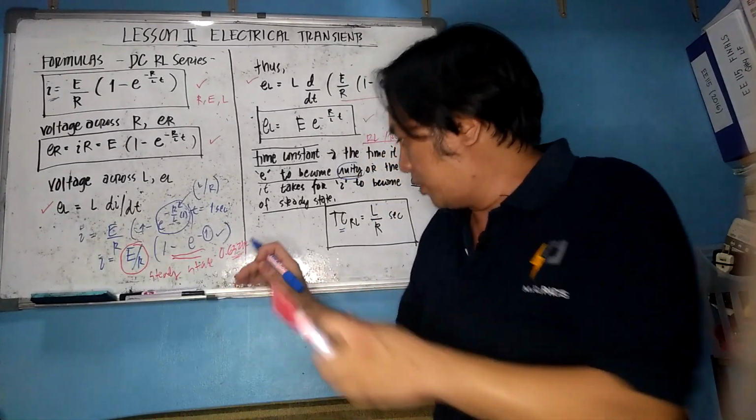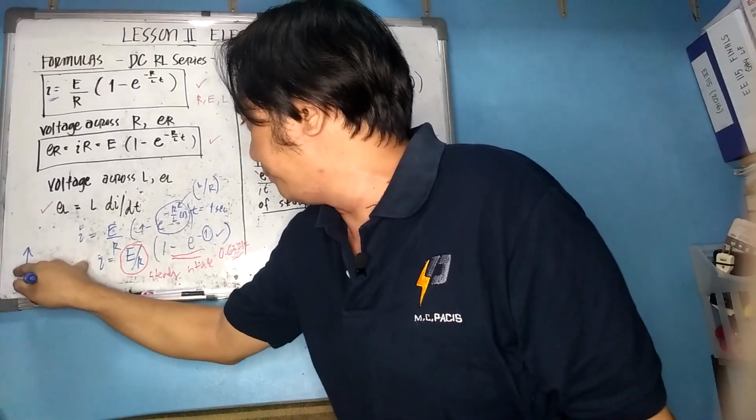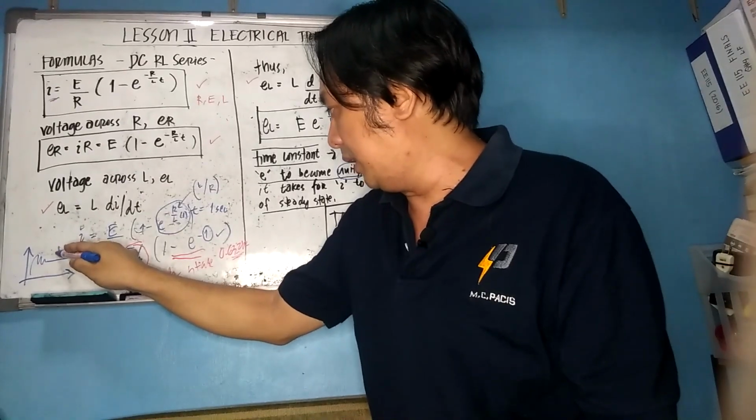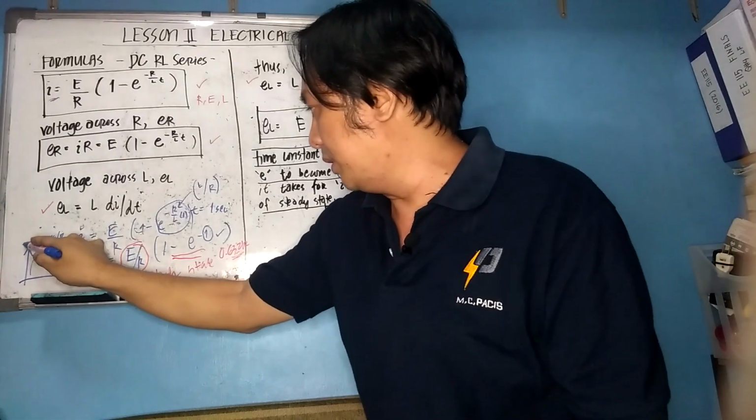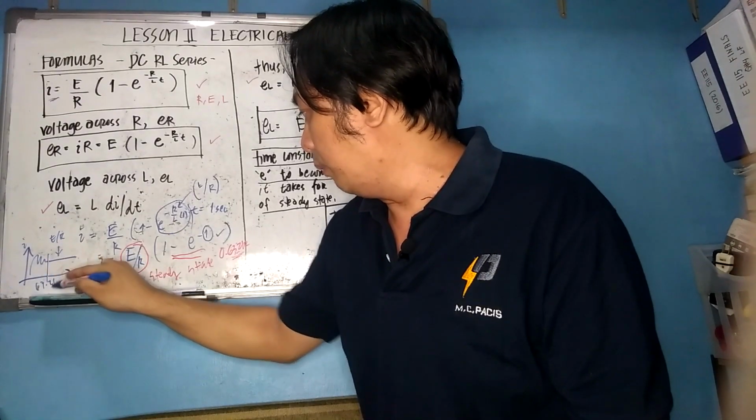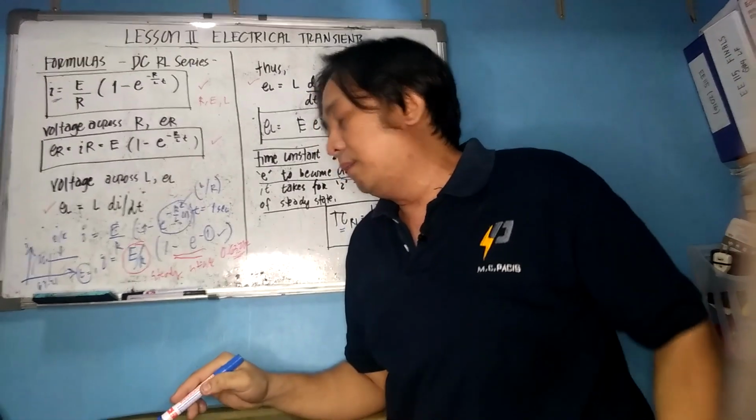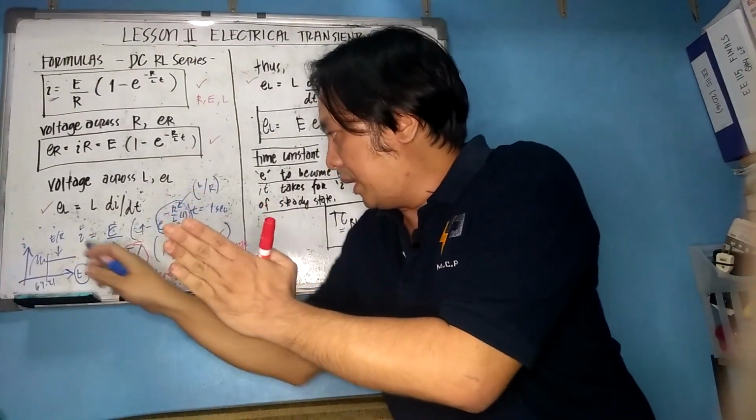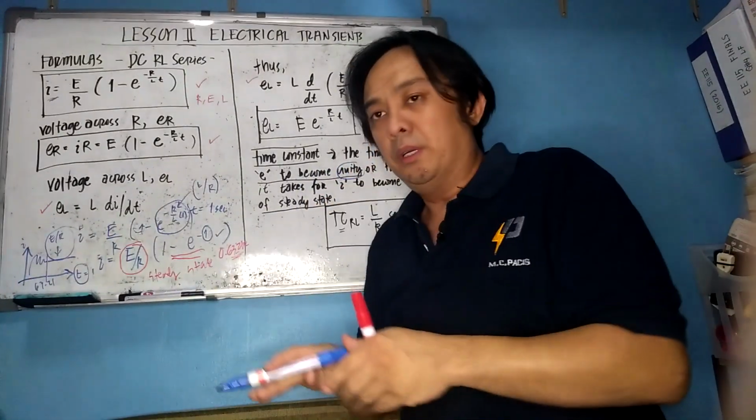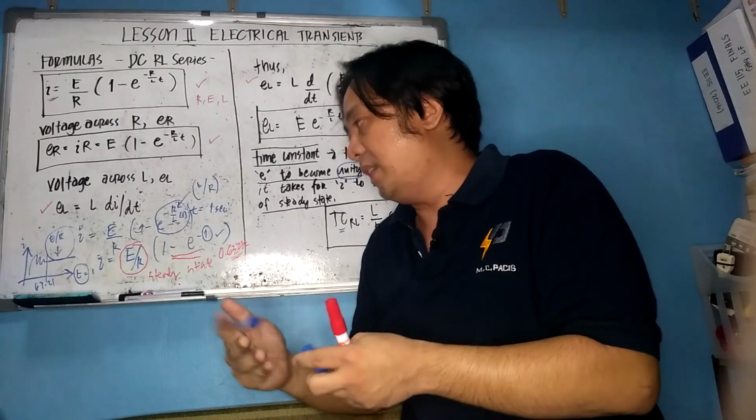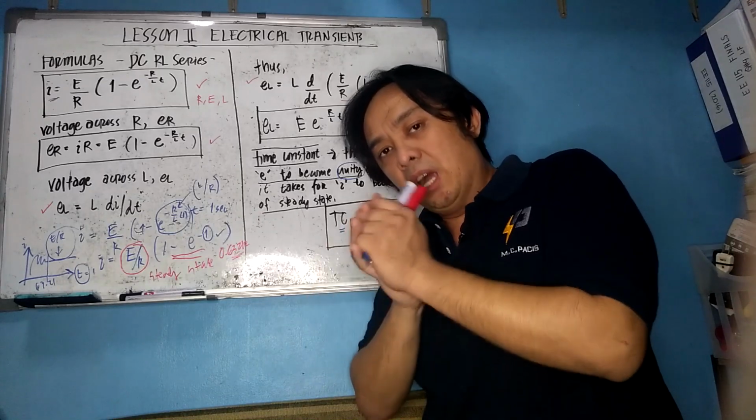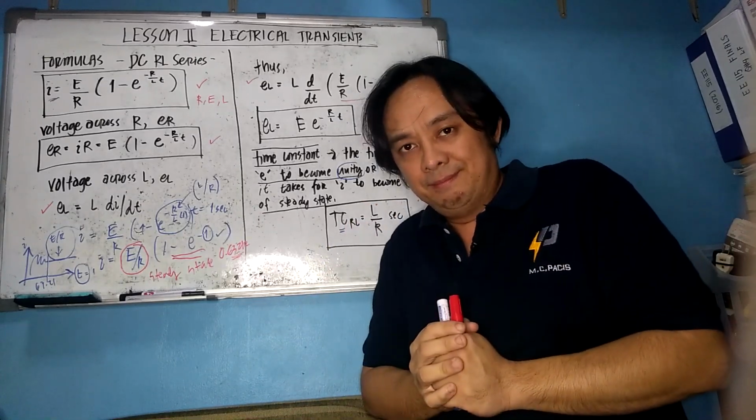Or simply, if you draw that in a graph, this is the steady state, which is E over R, this is the current, and this is the time. This is the 63.21% at time equal to 1 second. So after that, the signal will become steady state behavior, or DC. We will discuss on the next slide the DC RC transient series circuit.